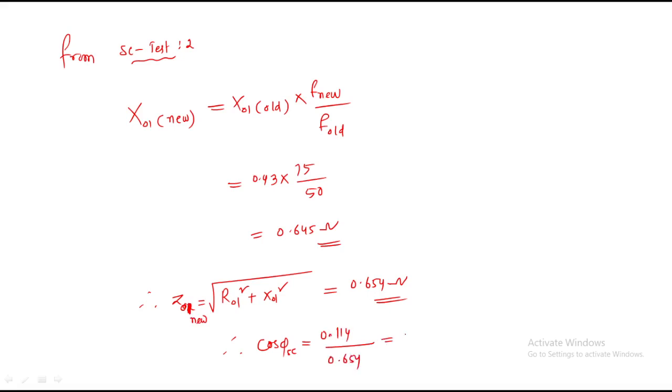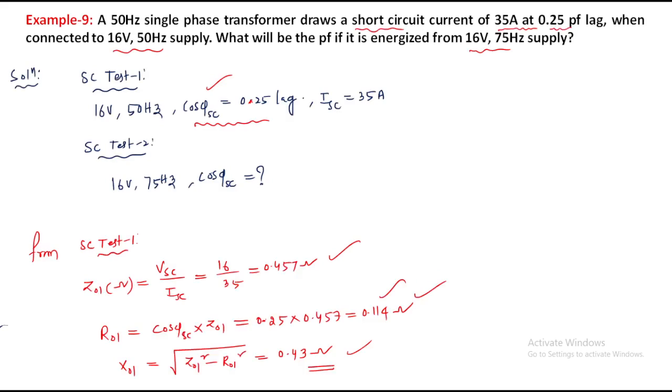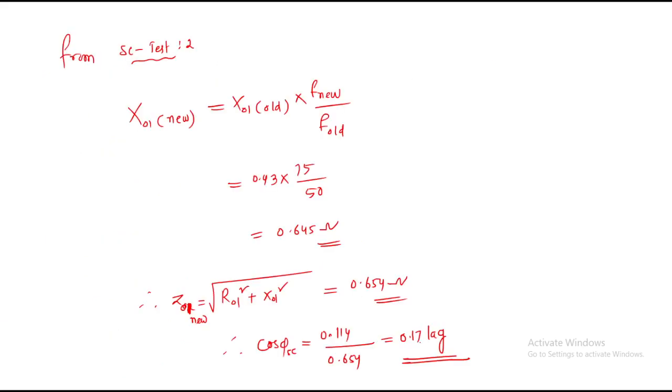0.654, which is equal to 0.17 lag. Then the new power factor is what? 0.17 lag. What is the observation here? If we increase the frequency from 50 Hz to 75 Hz, what is the observation of power factor? 0.17 lag.